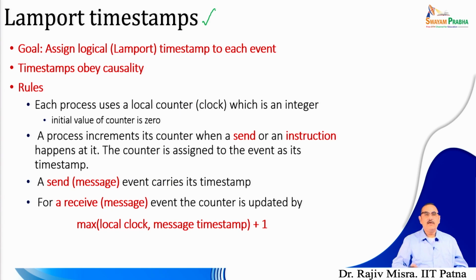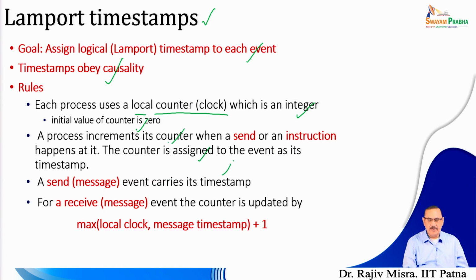Now, using Lamport's timestamp, the goal is to assign a logical or Lamport timestamp to each event. As we know, these timestamps obey causality. The rule says that each process uses a local counter, that is the clock, with an integer value, and initializes this counter to 0. A process increments its counter when a send or an instruction happens at it. So, the counter is assigned to the event as its timestamp.